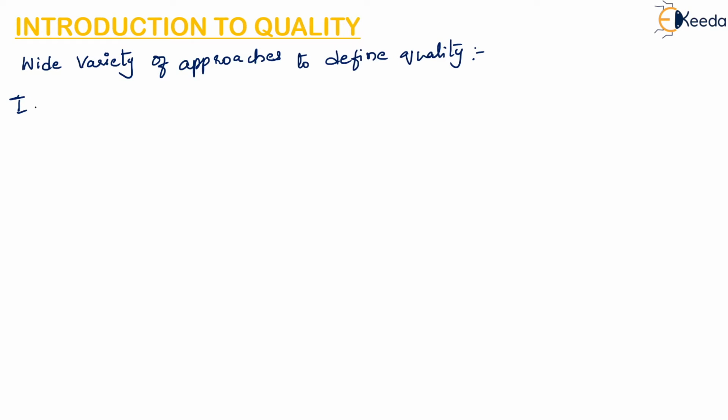So in 1983, Feigenbaum defined quality as being about value. So he defined quality as being about its value, or the product has to be about its value.